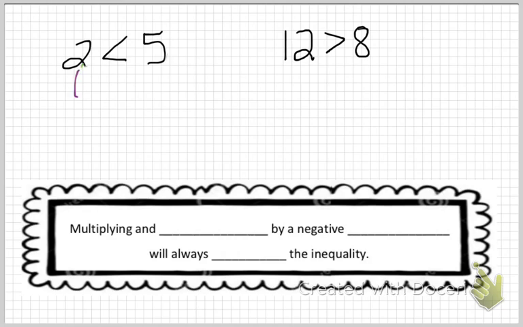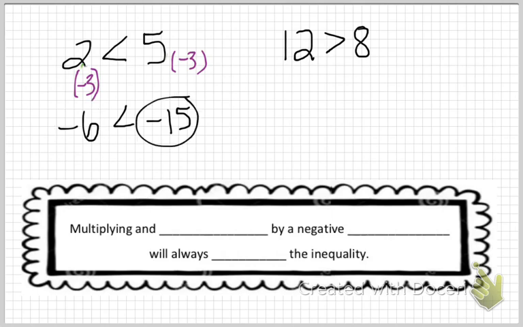What if I wanted to multiply by a negative 3? If I do it here, I must do it over here. 2 times negative 3 becomes negative 6. 5 times negative 3 becomes negative 15. If I bring down my less than symbol, the quantity negative 6 is not less than negative 15. That is false. So to make this statement true, I will need to rewrite my inequality the other way, where it states that negative 6 is greater than negative 15.